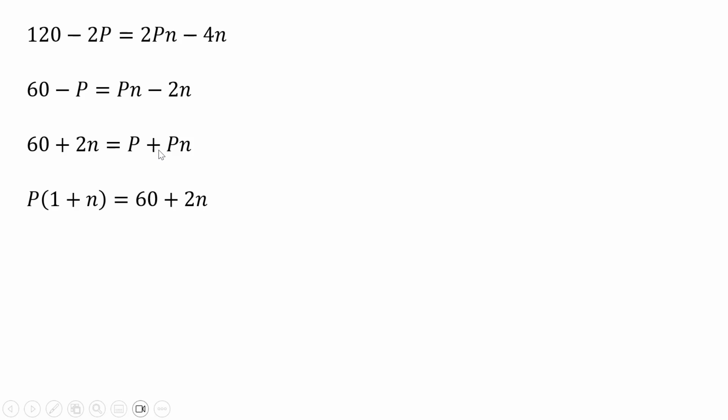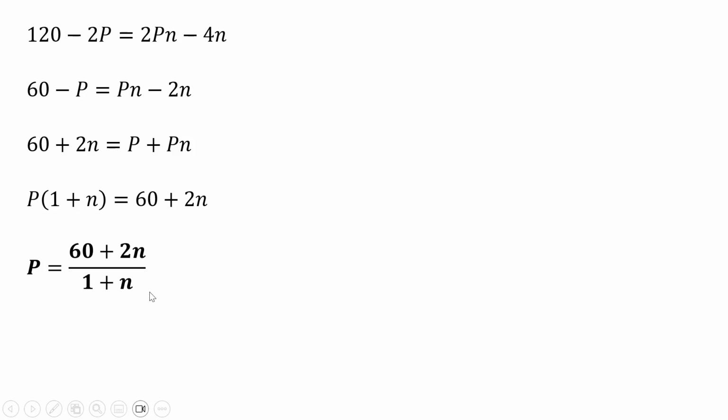I'm going to factor out an n term here. So doing that over here on the left now, we factor out the n term, we get the following. And now dividing through by 1 plus n. So here is our equilibrium price as a function of the number of firms in the market.